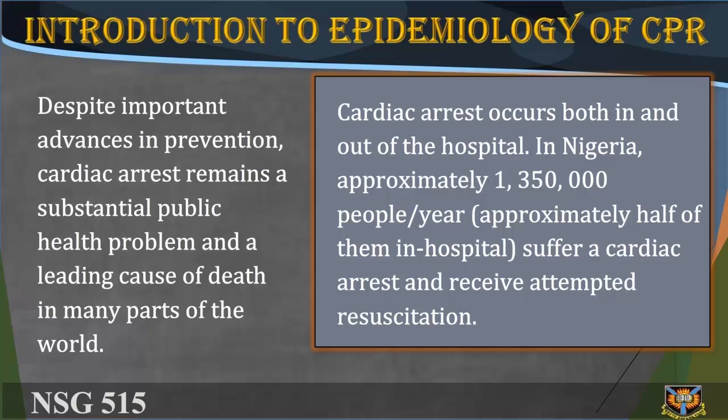Introduction to epidemiology of CPR. Despite important advances in prevention, cardiac arrest remains a substantial public health problem and a leading cause of death in many parts of the world. Cardiac arrest occurs both in and out of the hospital. In Nigeria, approximately 1,350,000 people per year, approximately half of them in hospital, suffer a cardiac arrest and receive attempted resuscitation. This estimate does not include the substantial number of victims who suffer an arrest without attempted resuscitation. While attempted resuscitation is not always appropriate, there are many lives and life years lost because appropriate resuscitation is not attempted.